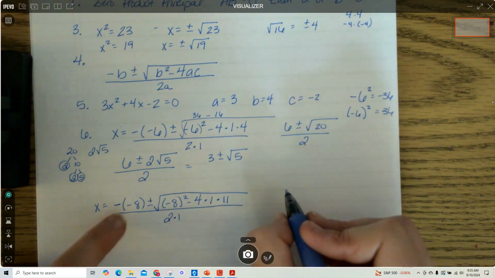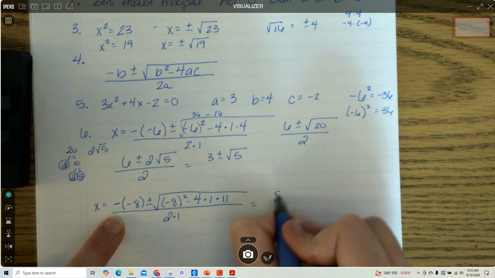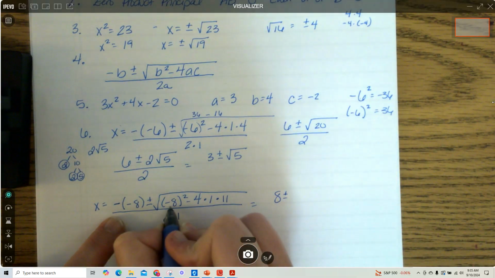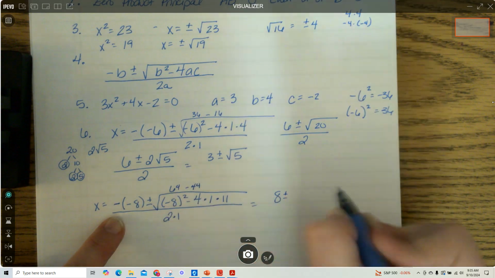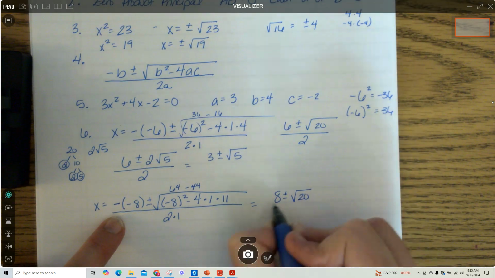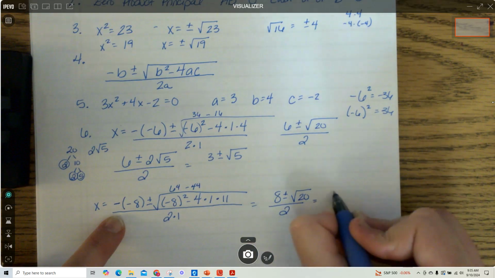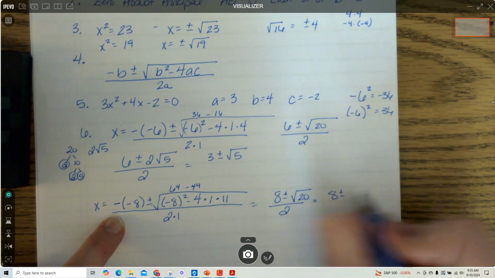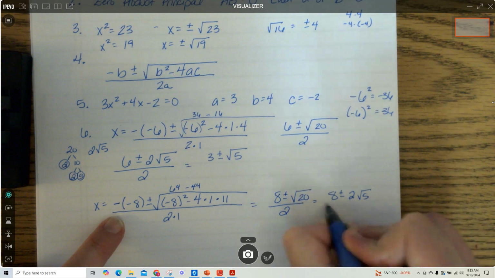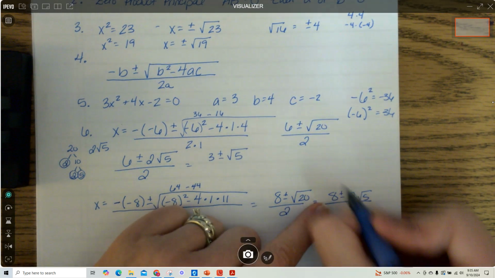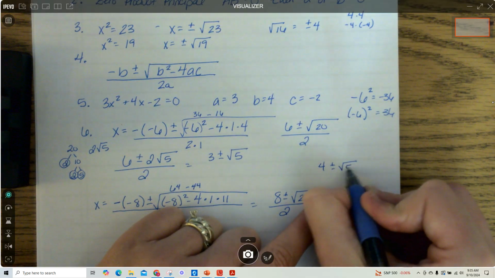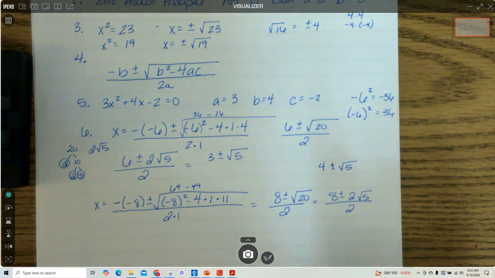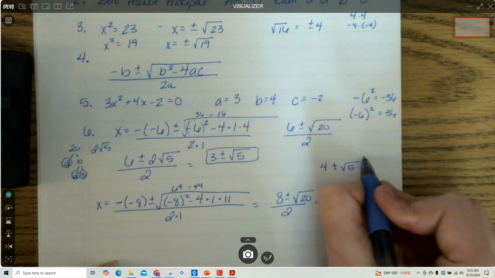Okay. So negative 8 would be a positive 8. Negative 8 squared is 64. 4 times 11 is 44. So same thing, it's going to be square root of 20 over 2, which is 2 times the square root of 5 over 2. So 8 divided by 2 is 4. 2 divided by 2 cancels, so it should just be 4 plus or minus the square root of 5, sorry. Yeah, make sure you're simplifying.